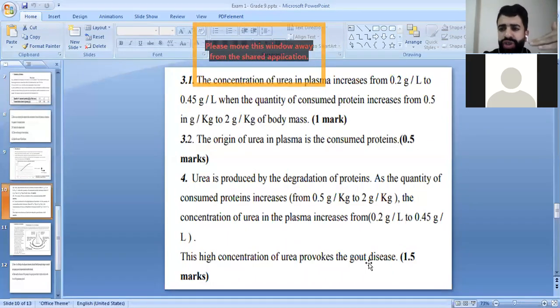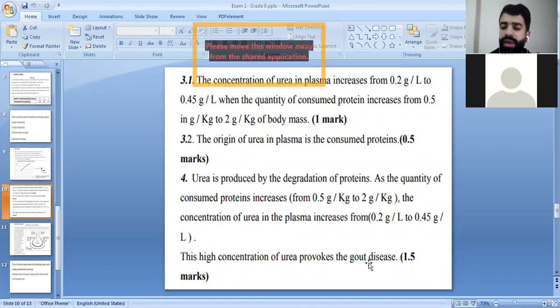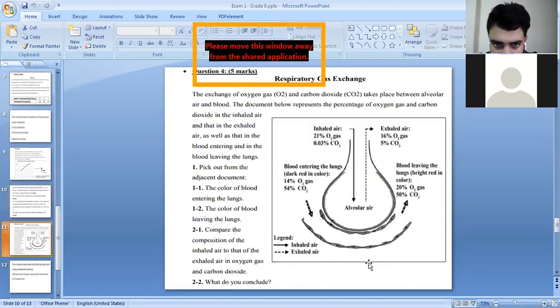So urea is generated by the degradation, or the hydrolysis, of proteins. So as we increase the amount of consumed proteins, the quantity of urea will increase. This high concentration of urea will provoke the appearance of the disease called gout.